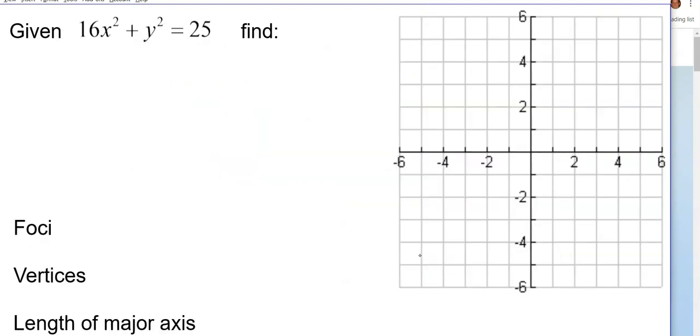This one, let's try this one, see if this is any more difficult or about the same. So you want to divide by 25. You want to set that equal to 1.